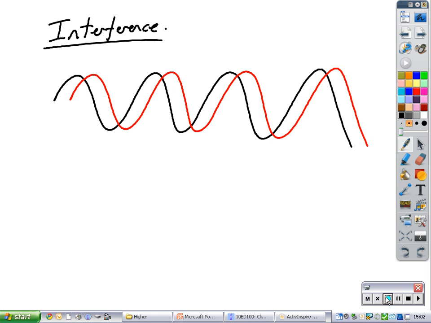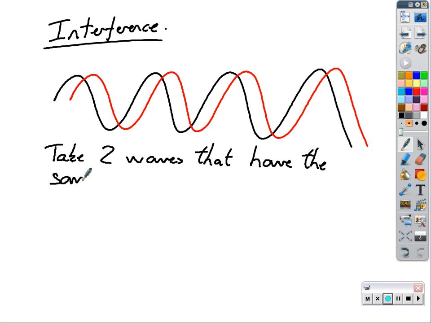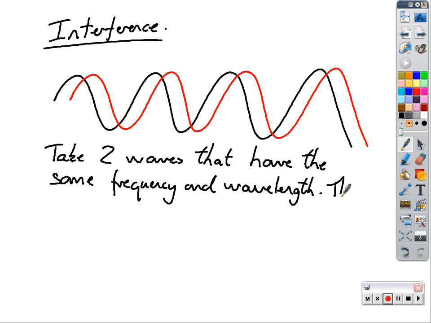So, take two waves that have the same frequency and wavelength. Sorry? You don't have to. I just want you to take these two just now. You don't have to draw a diagram just now. They do not need the same amplitude.